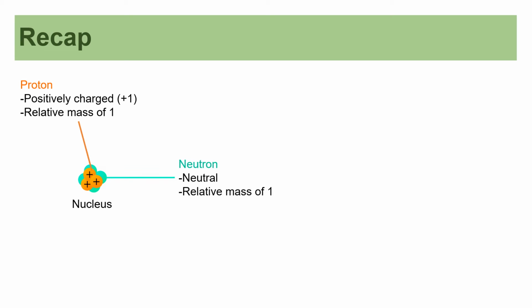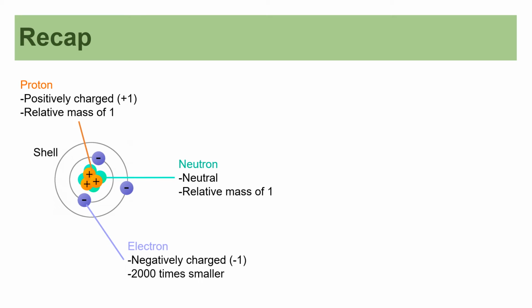In order to find out the answer, we are going to do a quick recap first. In the center of every atom is a nucleus which contains protons and neutrons. The proton is positively charged, positive one, while the neutron is neutral. Both of them have a relative mass of 1.